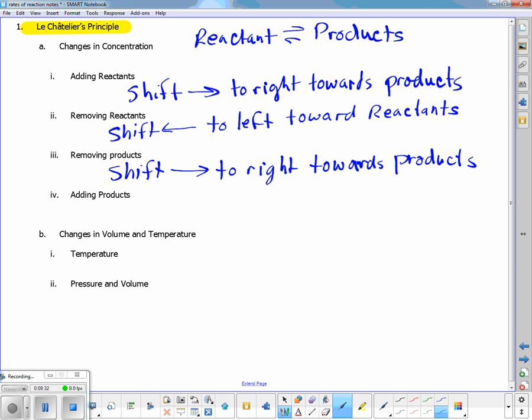Okay, what if I add to the products? I'm making a pile on the product side. Got to spread it out. What way am I going to shift? I'm going to shift to the left toward the what? Reactants.